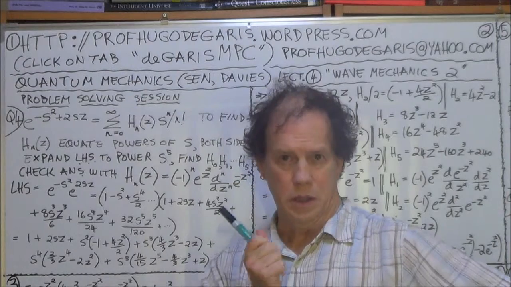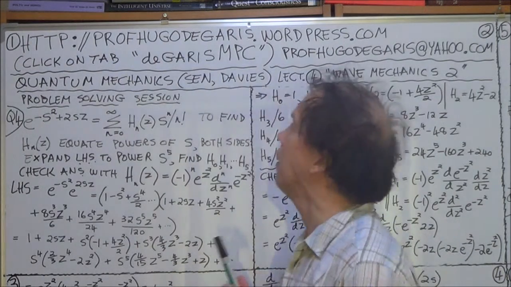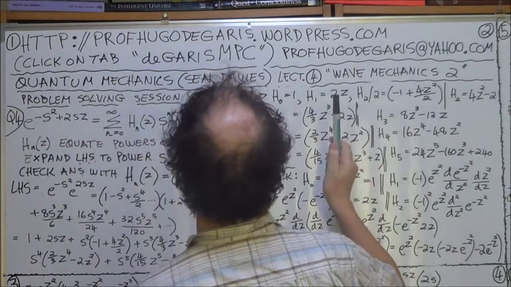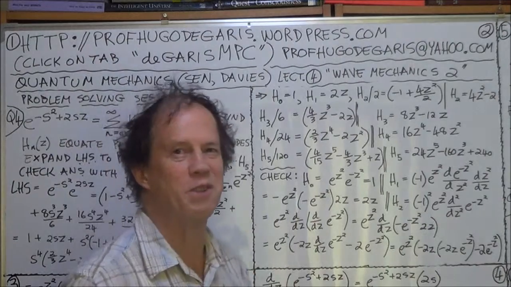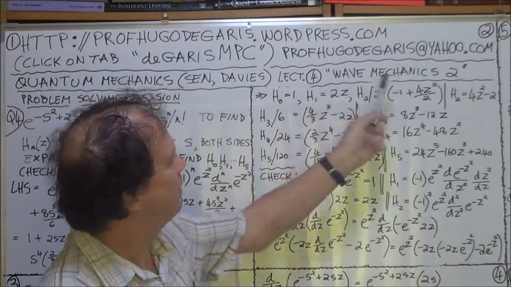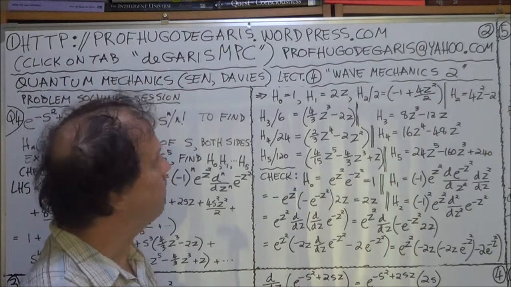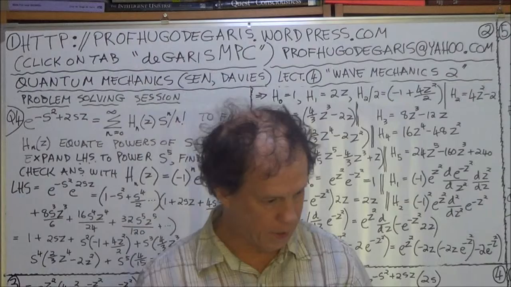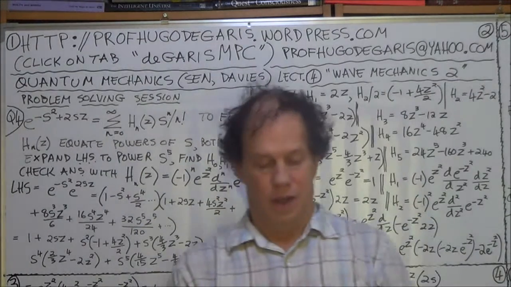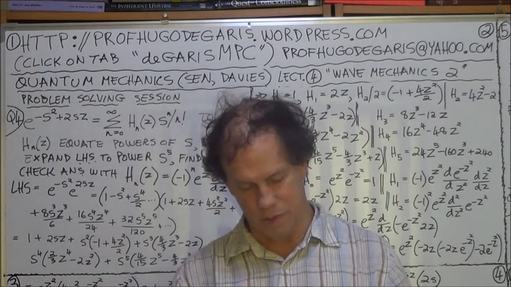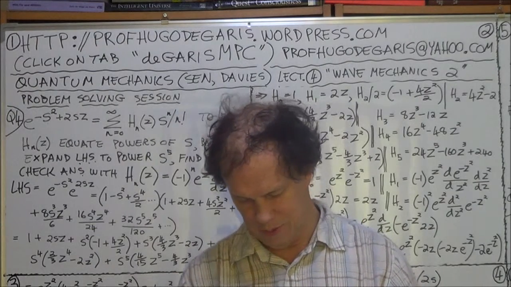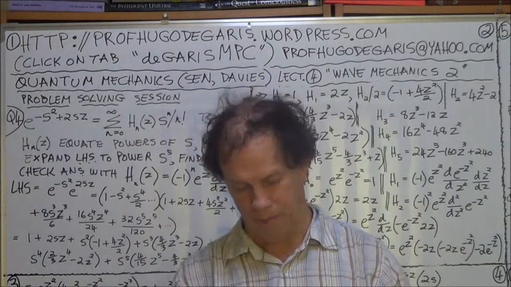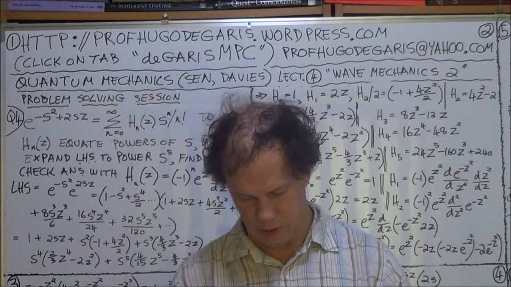This is the problem solving session of lecture 4. I have to get used to the new board. On wave mechanics, Part 2, I'll do four questions. There are a lot of questions for this chapter at the back of the book. Let me count how many. 17. So I'll do about a quarter of them.